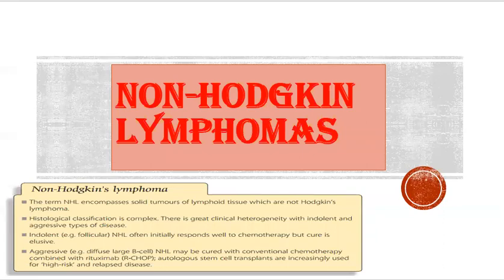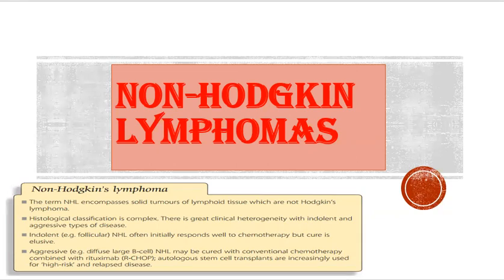Non-Hodgkin lymphoma encompasses solid tumors of lymphoid tissue which are not Hodgkin lymphoma. Histological classification is complex and there is a great clinical heterogeneity within the indolent or aggressive type of disease. The WHO classification divides lymphoma on the basis of B cell and T cell origin and whether they are derived from primitive precursor cells or from more mature peripheral cells. Specific clinical and pathological entities are recognized within each of these groups.